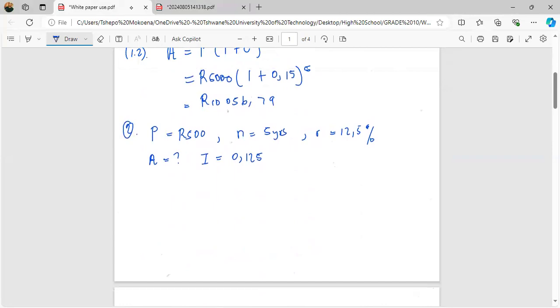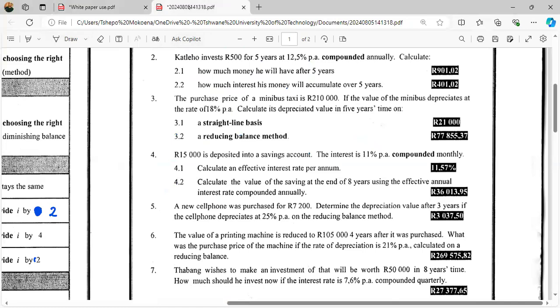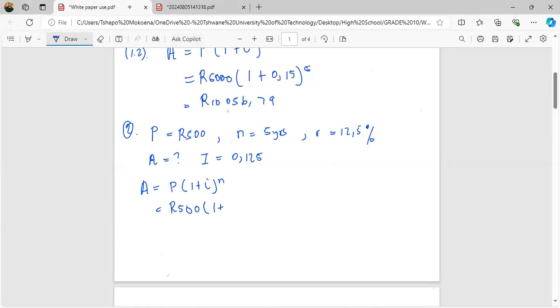So we're going to have to say A equals P(1 + i) to the power of n. And the principal amount in this case is 500 rand. 1 plus i in this case. By the way, before you write i and your n, it's important to understand the compounding period. They said compounded annually. So for the fact that it is compounded annually, it stays the same. We don't change it. So it's going to be 0.125.